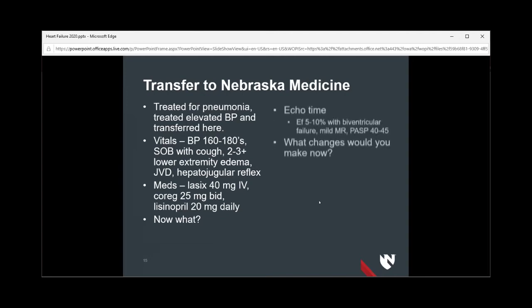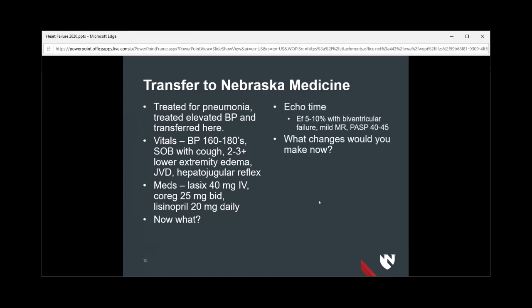So of course we echoed him. His echo showed an EF of 5 to 10% with biventricular failure, mild mitral regurgitation, which was secondary to his dilated LV, and pulmonary pressures of 40 to 45. I'll give you a second to think about changes you'd want to make.